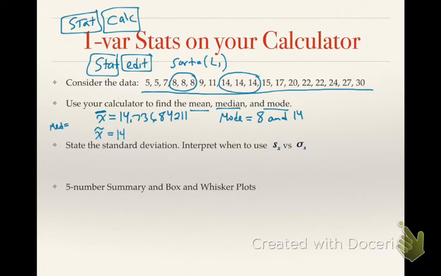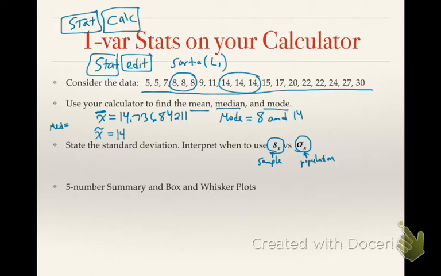Now your calculator will also give you the standard deviation of your data. You have to be really careful about which one you're using. There are 2 standard deviations, the Sx and the sigma x. As we just saw in the last slide, the Sx refers to the sample standard deviation, and the sigma refers to the population standard deviation. Sometimes you hear them referred to as just a deviation, but they're all standard deviations.